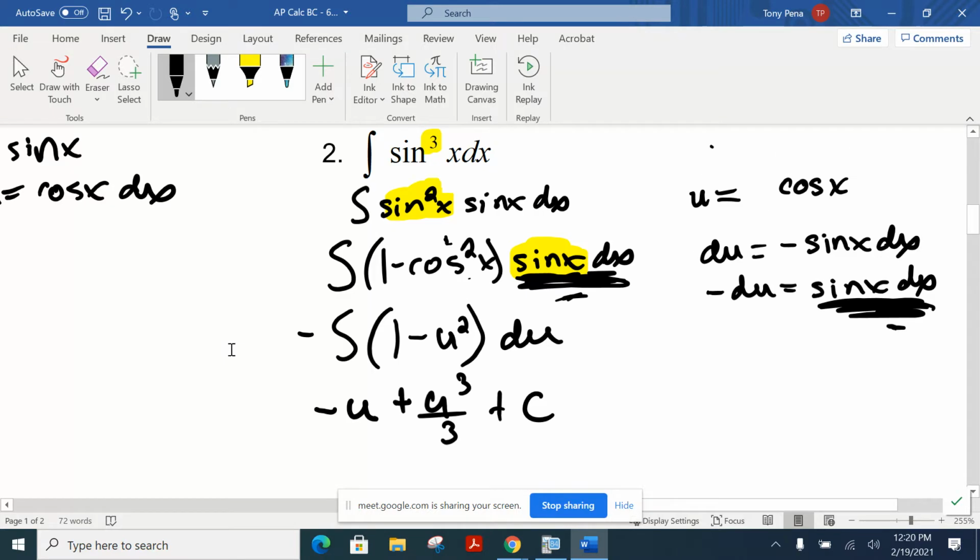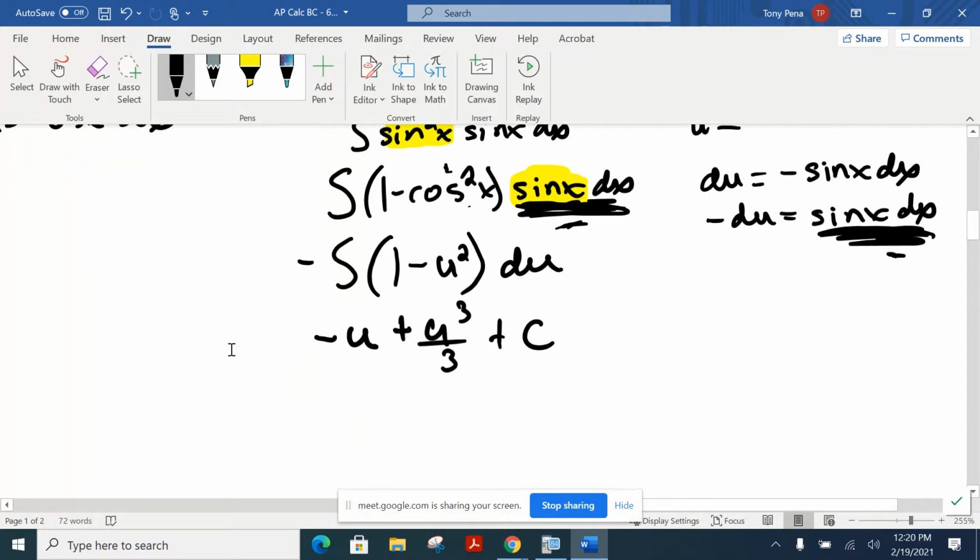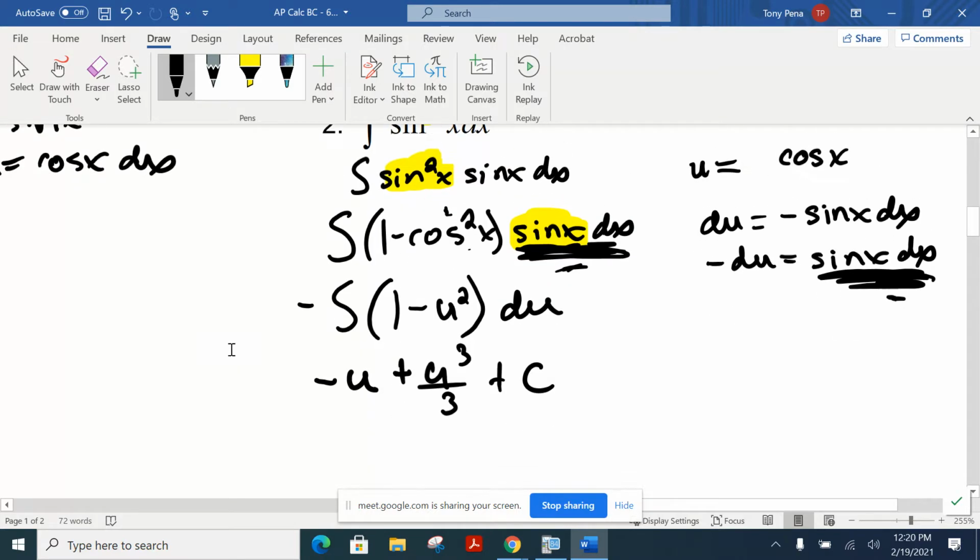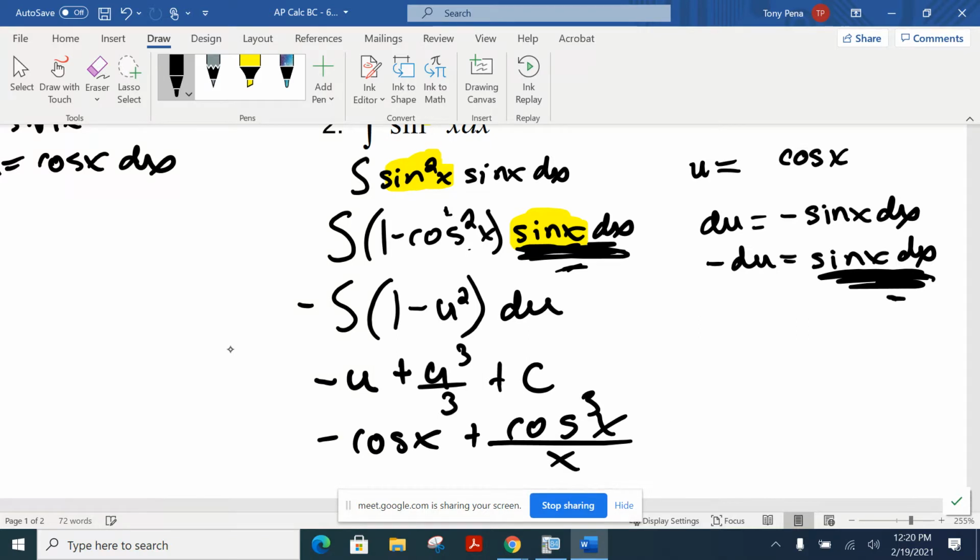Unless there's limits that we have to plug in, since we start in terms of x, we want to end in terms of x. So for our final answer, replace your u with what we let u equal. And this is then your answer.